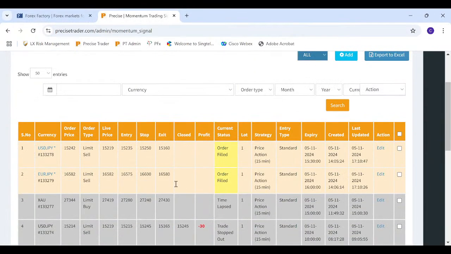Okay, so we have adjusted and made changes to these two trades. So I hope those who are following this trade do the necessary adjustments. Okay, now let's start off. Let's move forward, starting with the gold.